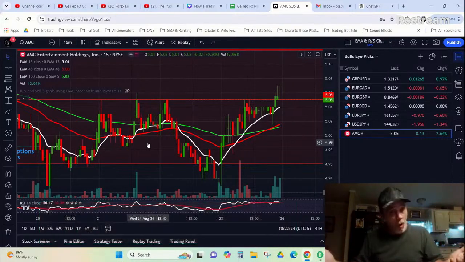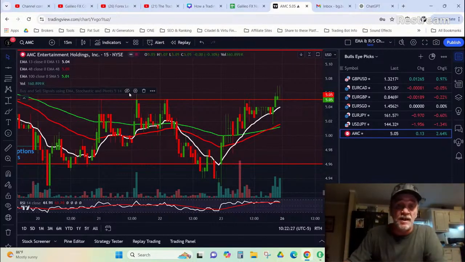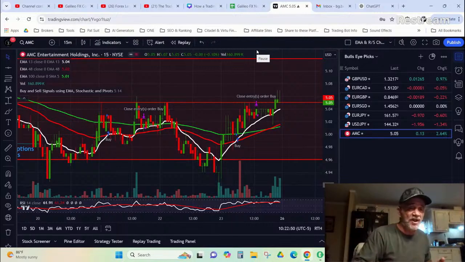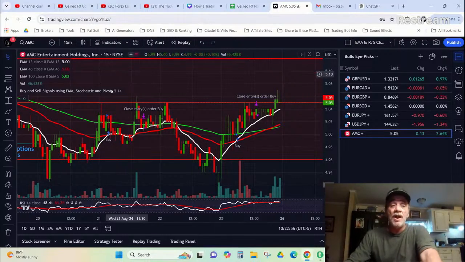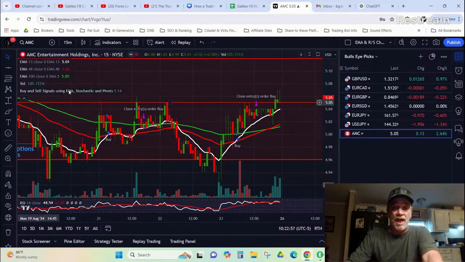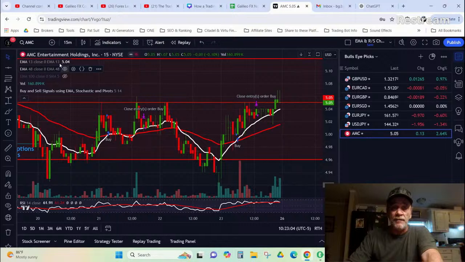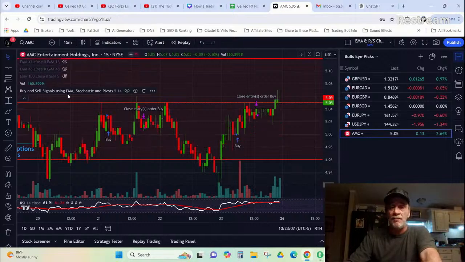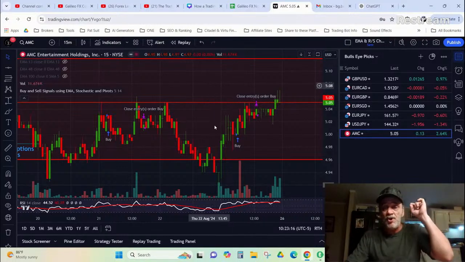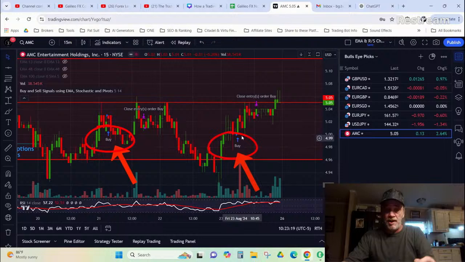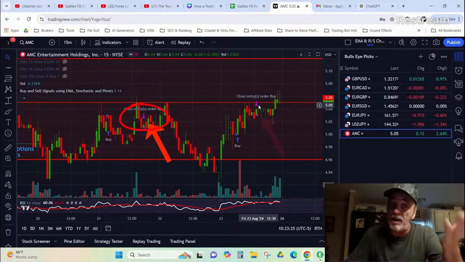Or you can have TradingView, go to the indicators. You can click on the buy and sell signals using the EMA stochastic pivots, and when you use this indicator, it takes into consideration the EMA lines. So I could turn them off because the bot is already taking into consideration my EMA lines and the stochastics and the pivots. It takes all those things into consideration, and then it comes to the conclusion that you should buy AMC right here. And then it gives you the close of where you should close the trade right there.